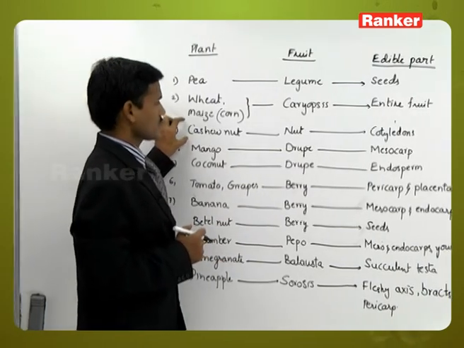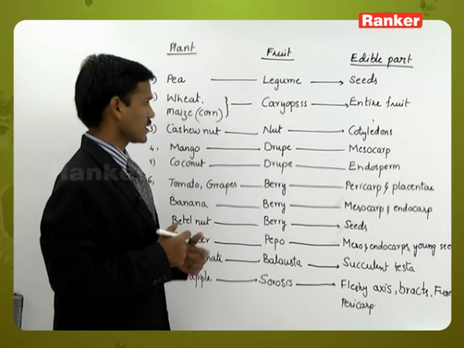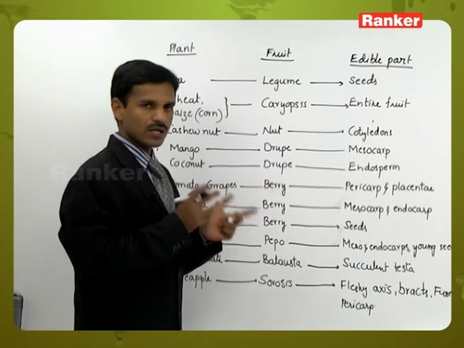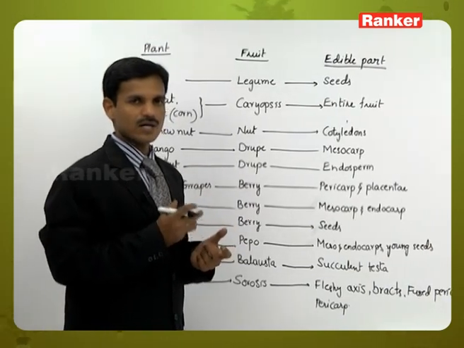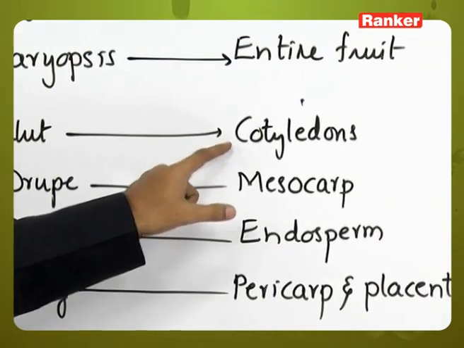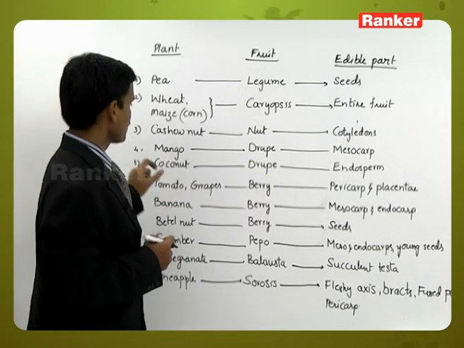Next, the cashew nut. Already we discussed that false fruits and true fruits are there. Here, the nut is the true fruit. In the true fruit, the outer part is very hard and stony, and the inner part, the seed, contains 2 cotyledons. Cotyledons are very rich in nutrients, so they are edible.